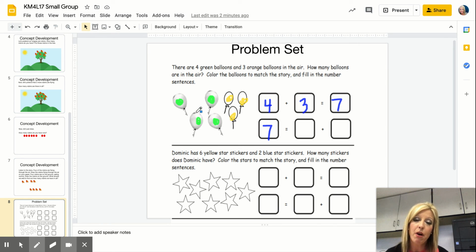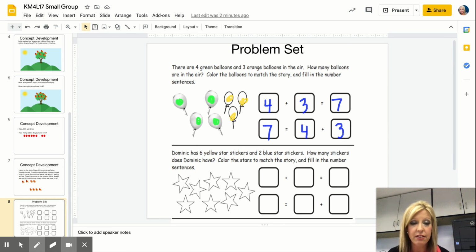Now let's look at the different parts of our number sentence. Here we have our green balloons. We have 1, 2, 3, 4. Plus, how many orange balloons do we have? 1, 2, 3. So we have 4 plus 3 equals 7, but we also have 7 equals 4 plus 3. Let's look at our next problem.